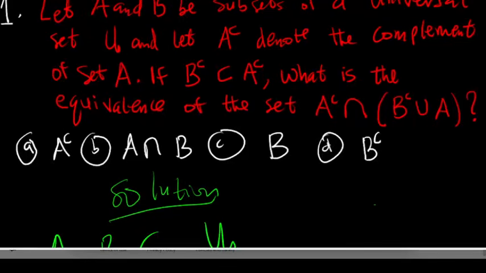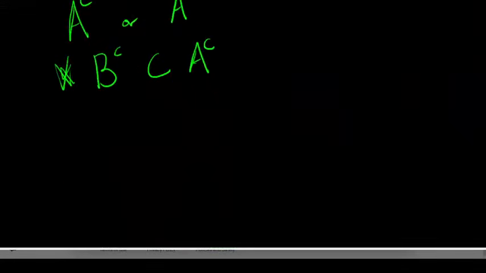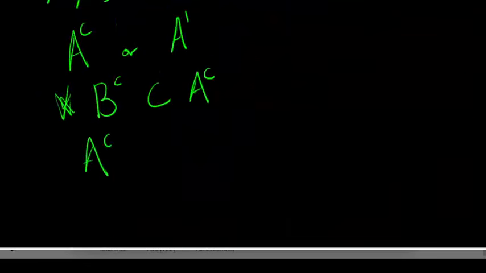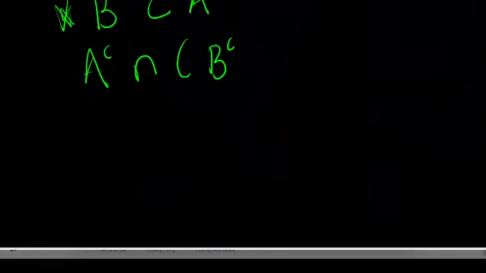Now, moving on, if B complement is a subset of A complement, what is the equivalence of the set? The question we have to solve is A complement intersection, in bracket, B complement union A. So we have to solve this. Now, looking at this question, what can we get from it?